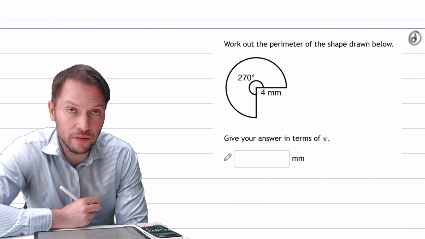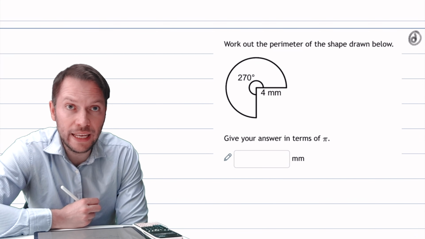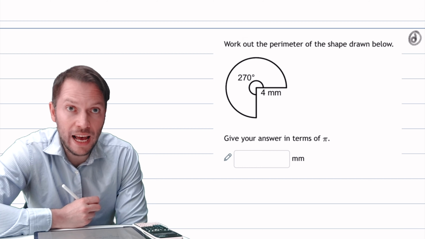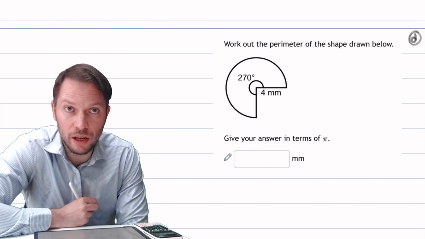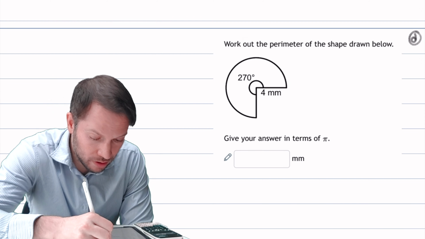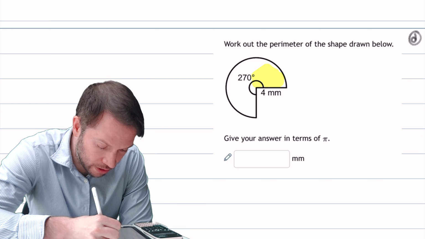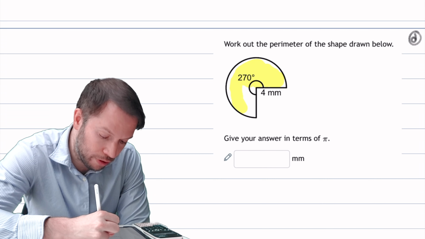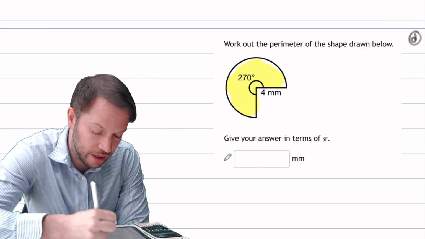Hi, in this video we're going to find the perimeter of our shape and give that perimeter as an exact expression in terms of pi. Now, what fraction of a circle have we got here? You can see that we've got 3/4 of a circle.